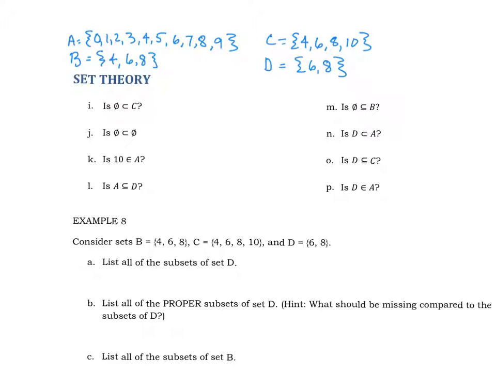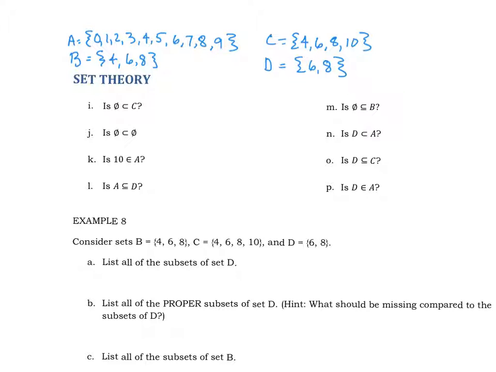Okay, so I went ahead and rewrote the sets for the next page so we could have something to refer to. For I and J, let's talk about the empty set. There's a couple of things that we need to remember. Let's talk about regular subsets first. The empty set is a subset of every set, including itself.